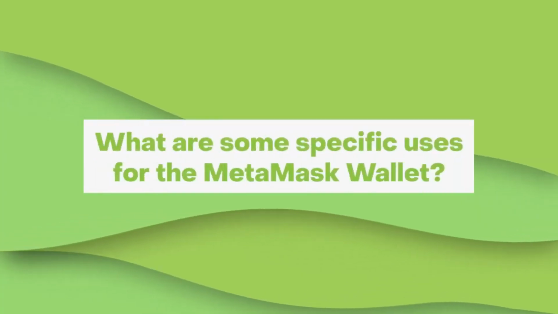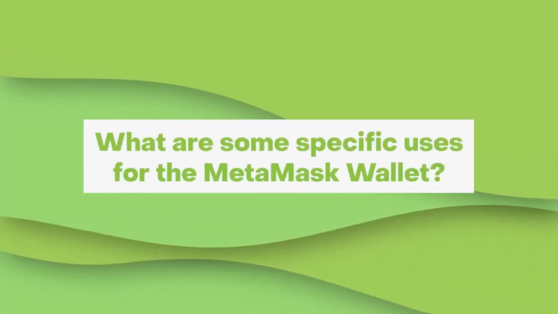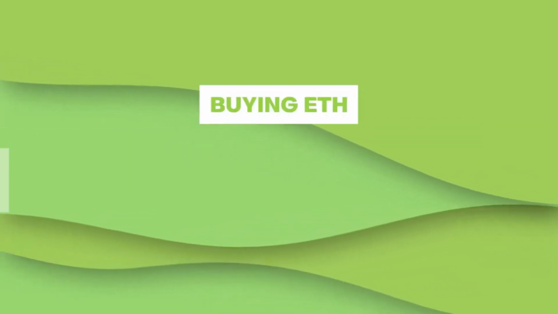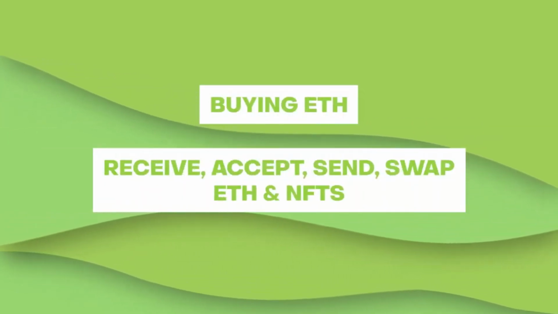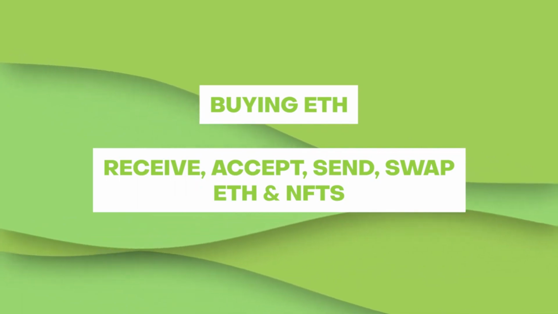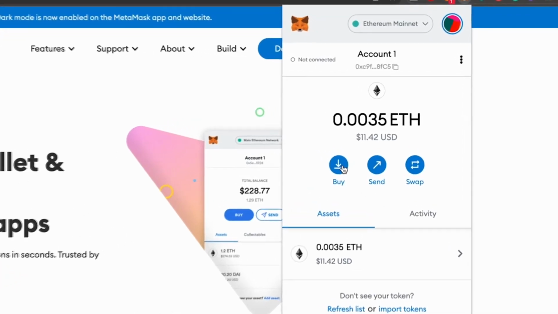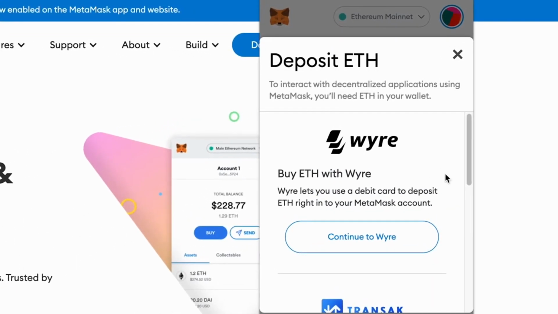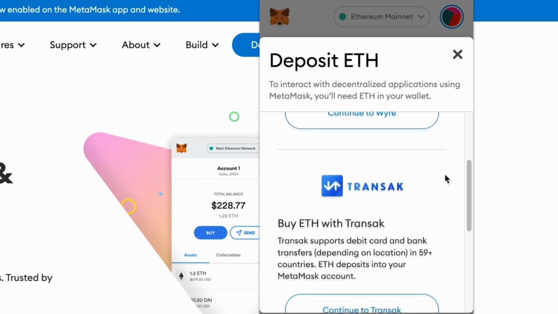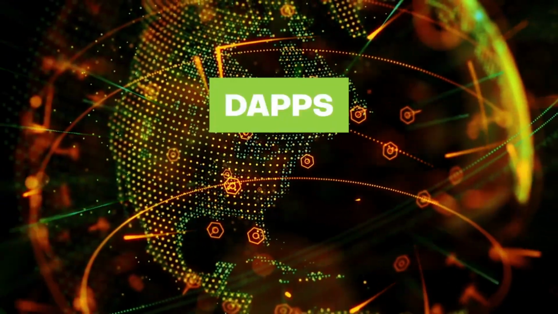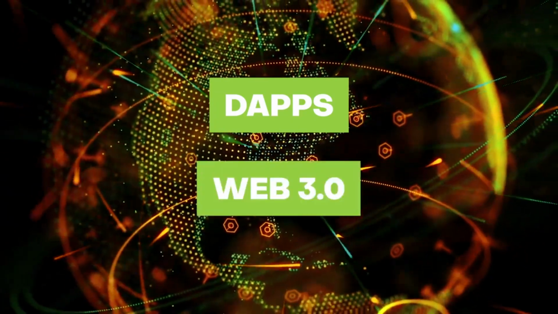What are some specific uses for the MetaMask wallet? While one of the main uses of a MetaMask wallet is buying ETH, you can also use it to receive, accept, send, and swap Ethereum and NFTs. Once you've set up your MetaMask wallet, you can easily use the dashboard to buy ETH via different payment options like credit cards, bank transfers, etc. MetaMask allows you to connect to thousands of decentralized applications and Web3 services.